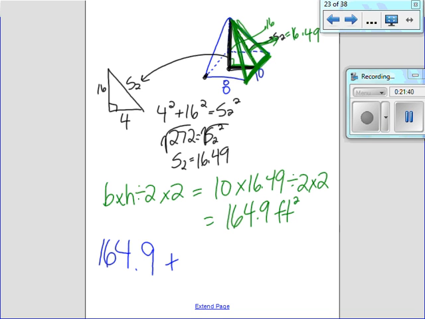Okay, so 164.9 plus, where am I starting to add now? Okay, so I'm adding all the sides together. So this is the base, this is left and right. What about the front and back? I don't remember what that was. 134? And what does that all add up to?